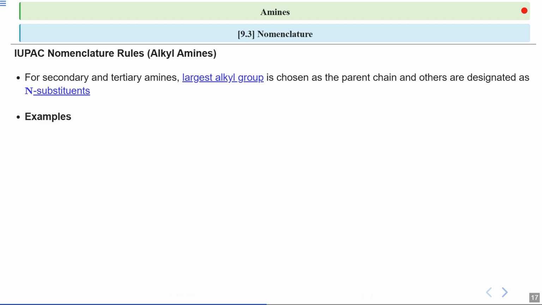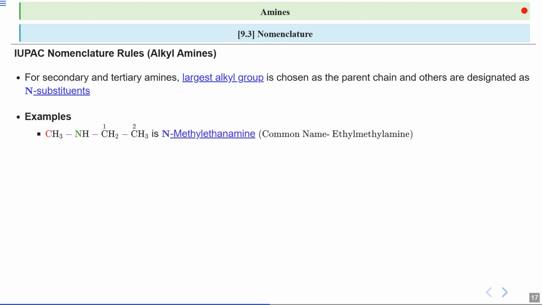Let us look at specific examples. Over here, this is an example. First you have to see the longest carbon chain, which is the parent chain. Here we have only 1 carbon atom, and here we have 2 carbon atoms. So I will select this as my longest parent chain. I have done the numbering 1, 2. Now the groups which are directly attached to the nitrogen are designated as N substituents.